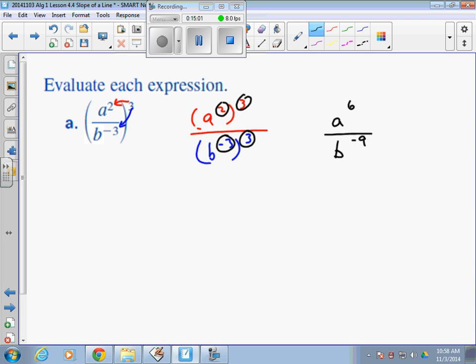We almost finished. If that didn't have a negative right there, we'd be done. You can't leave a negative exponent, though, ever.